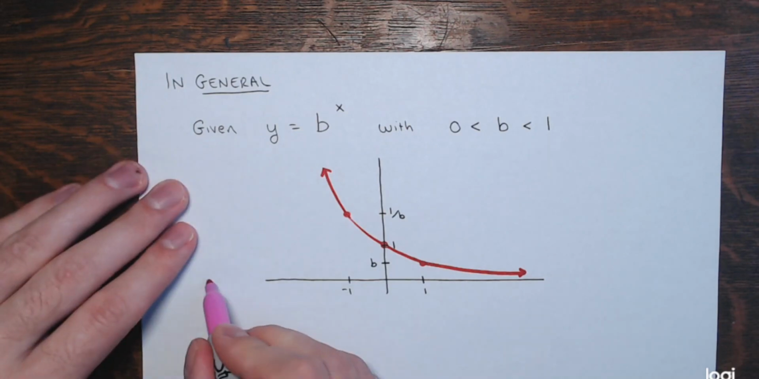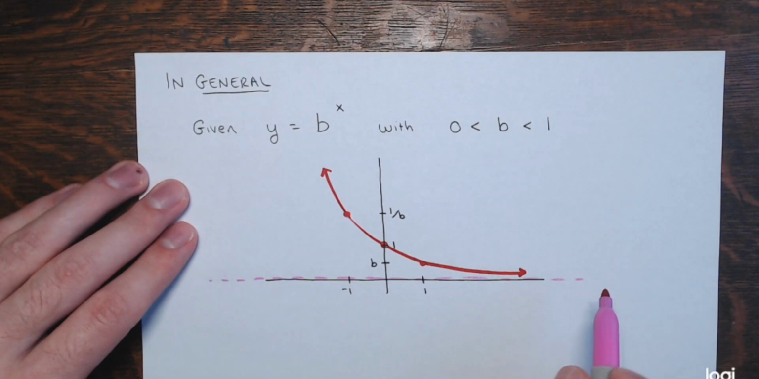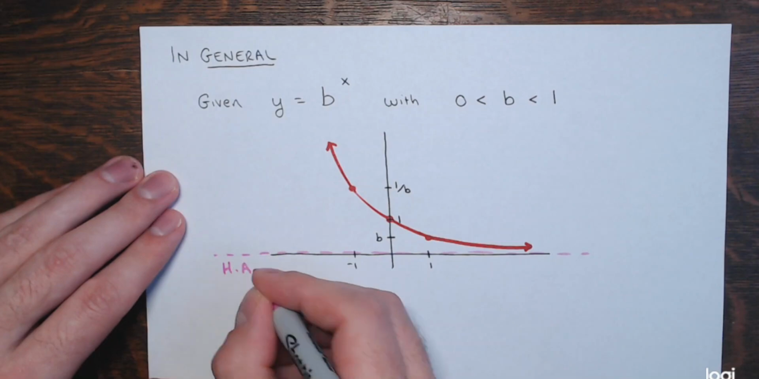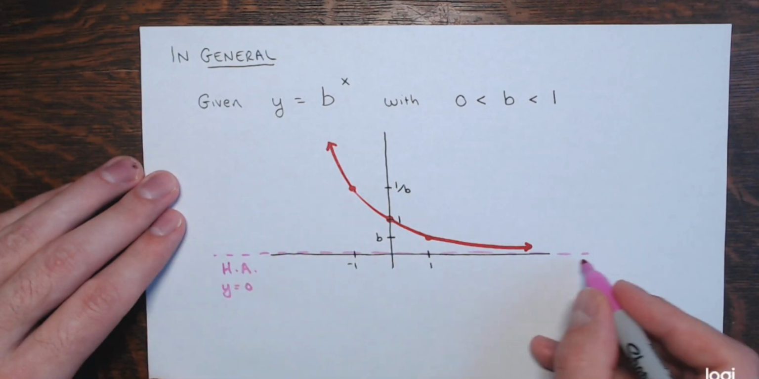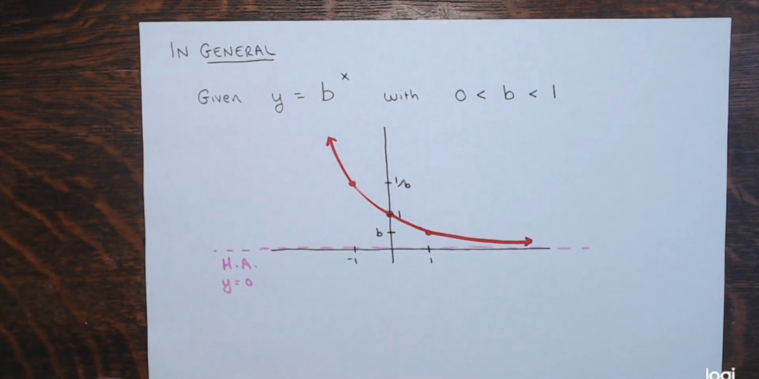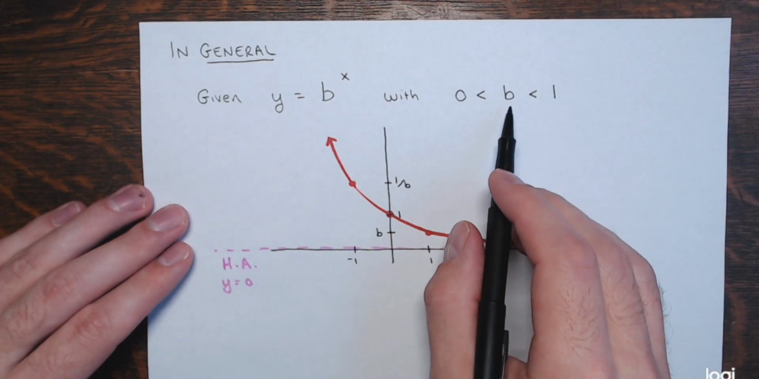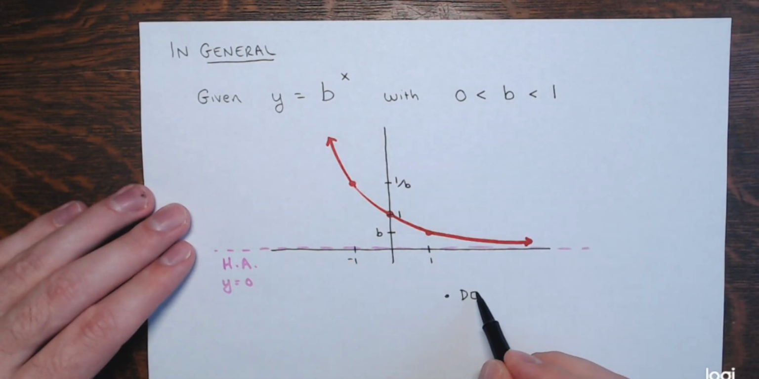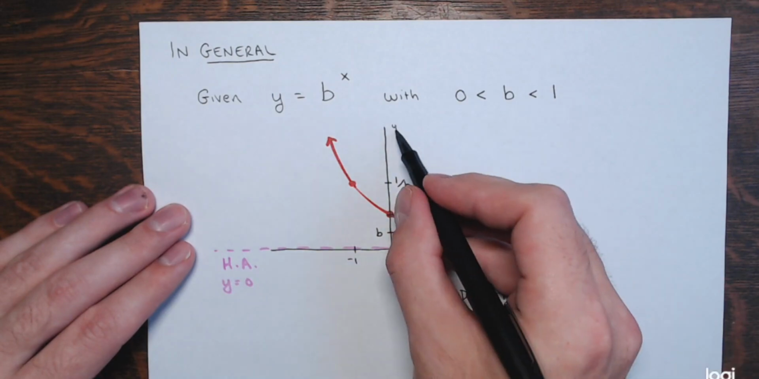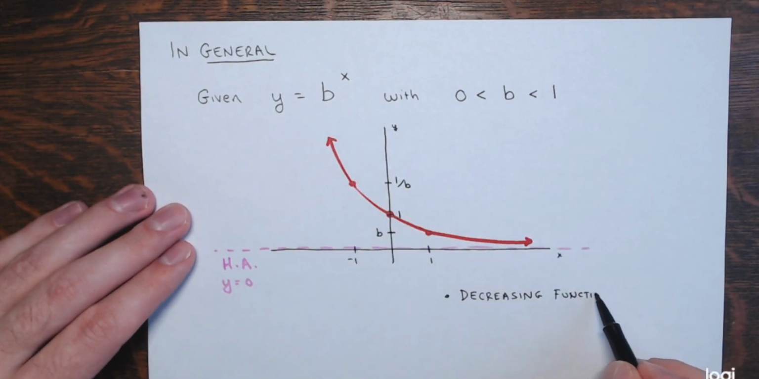Again, just for these basic functions, a number to the x power only, the horizontal asymptote is always y equals 0. This line here, the graph will approach but never touch. The function this time, with the base between 0 and 1, is a decreasing function. As x increases, y, or the value of the function, decreases all the time. And the domain and range are the same as when the base was bigger than 1.